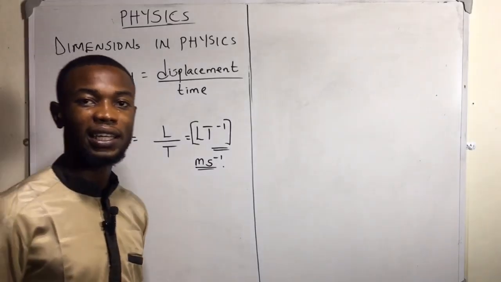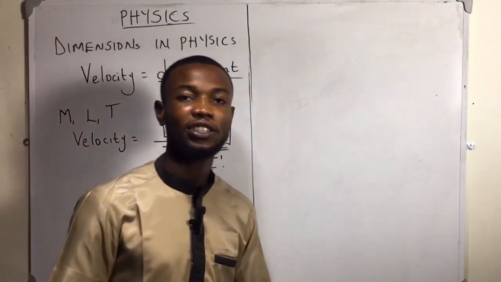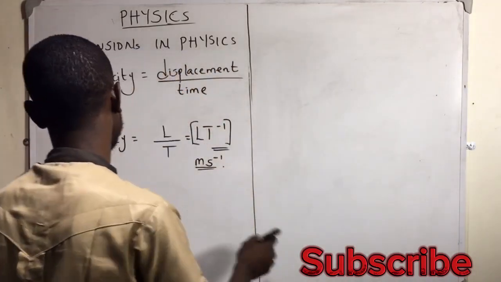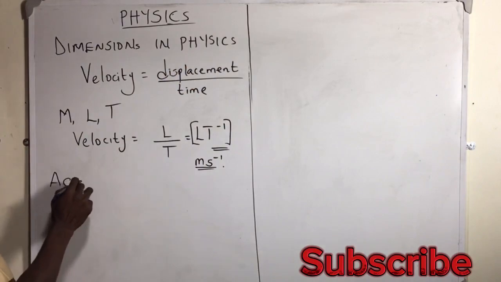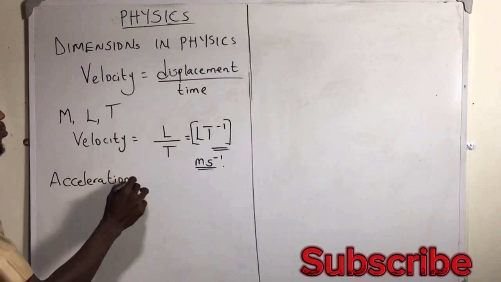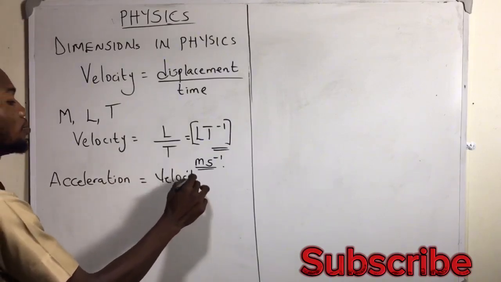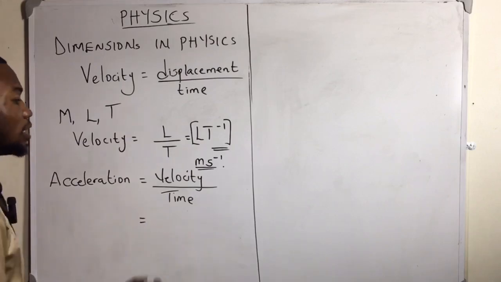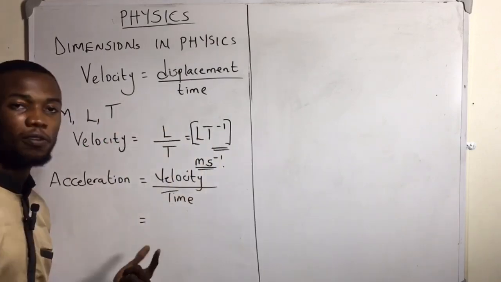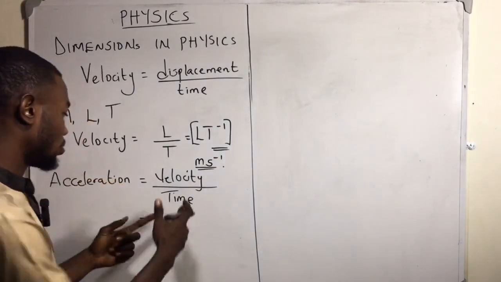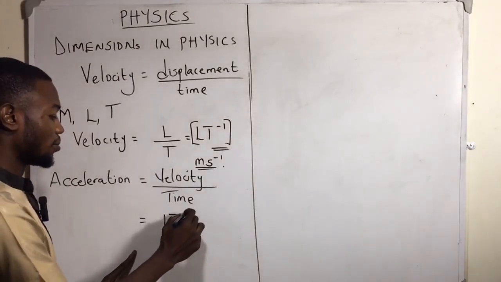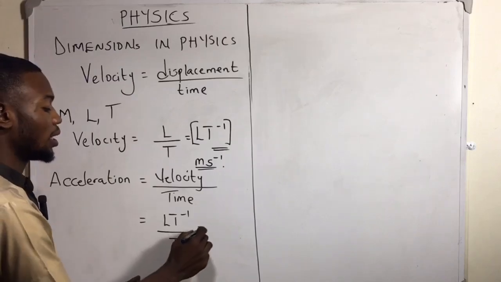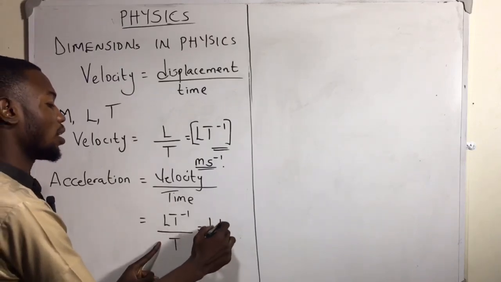Now, the next thing we are going to be checking is called acceleration. Acceleration refers to change in velocity over time, or velocity per unit time. So we have acceleration to be equal to velocity over time. Now, if you can remember, we've already solved for the dimension of velocity. Now, let's input it: we are going to have LT^-1 over time, over T. Now, this T is going to come up, so we have it to be LT^-1.